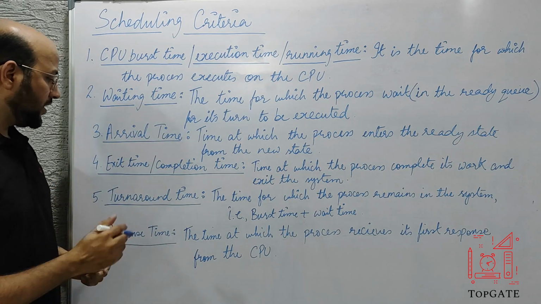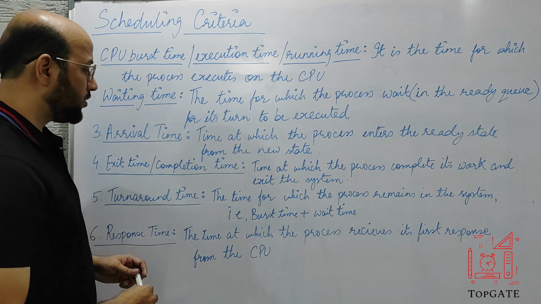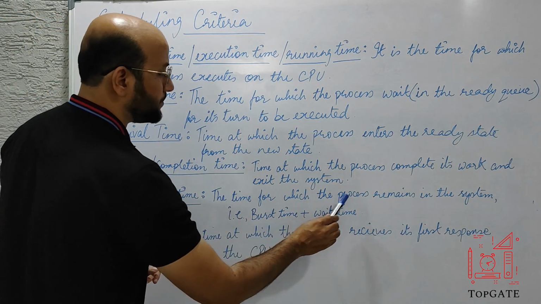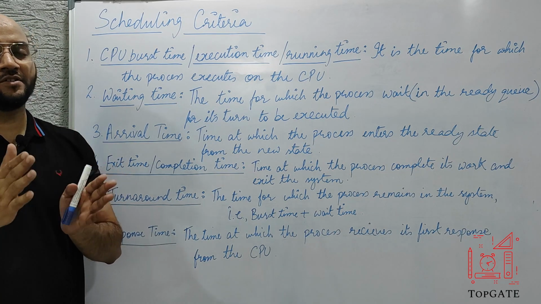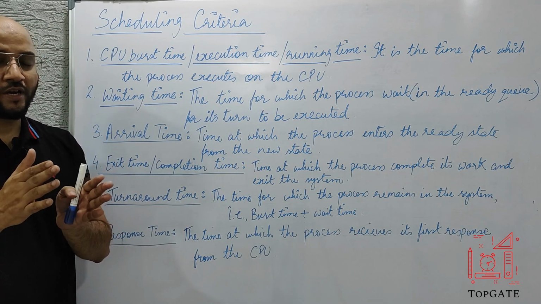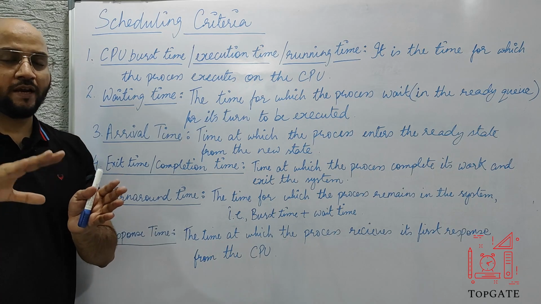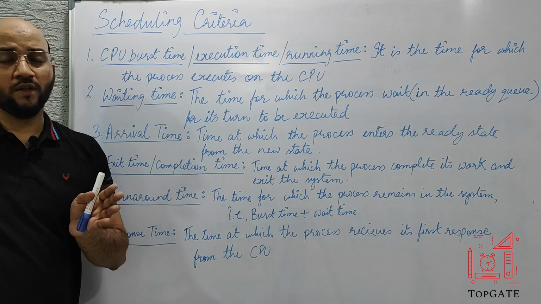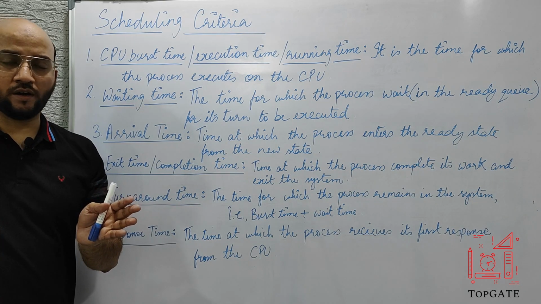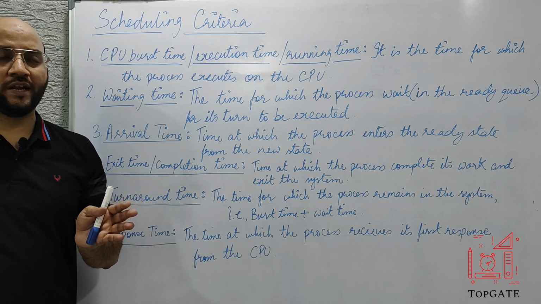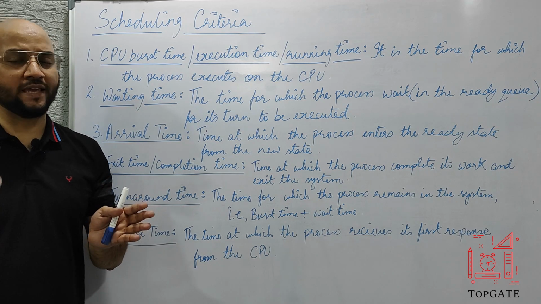Fine. So let's see what is turnaround time. The turnaround time is the time for which the process remains in the system. The process, as soon as it enters the ready state, waits for some time, then it goes to the CPU for execution, then again it goes to the ready state, again it goes to the running state, again to the ready, again to the waiting state, and so on. So it works in a cycle.